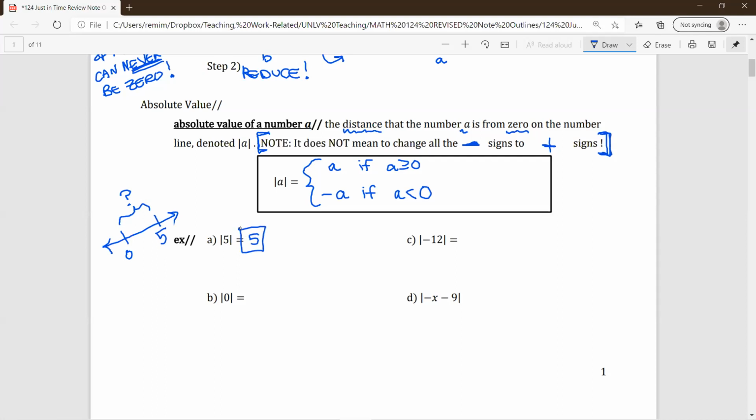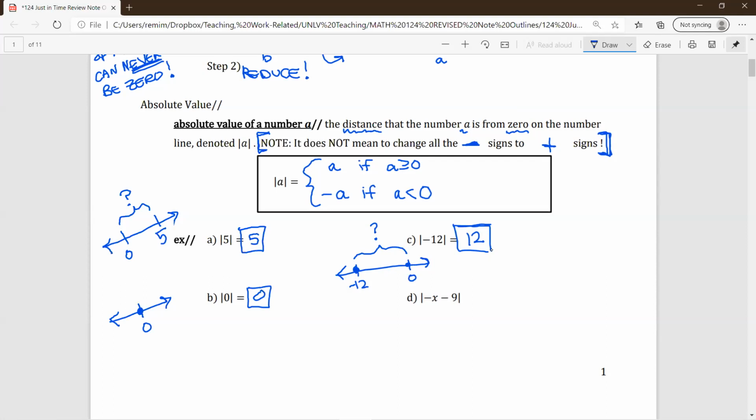If we go down to part B, it's asking the absolute value of 0. So it's literally asking, if you think of where 0 is on the number line, how far away is 0 from 0. Well, obviously that's 0 away. For part C, we have negative 12 and 0. If you take the absolute value of negative 12, all it's asking is how far away is the number negative 12 from the number 0? Well, they're 12 away from each other.